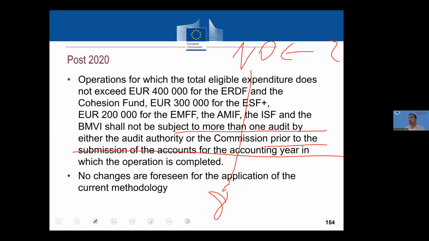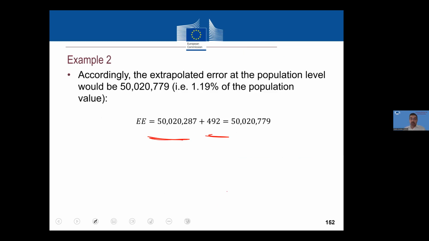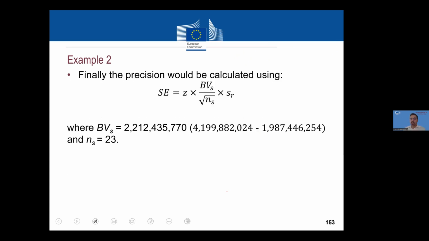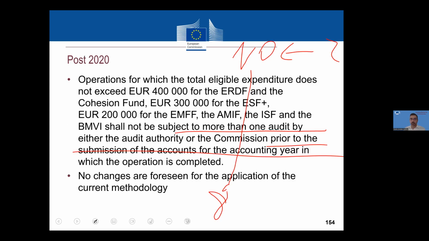you have to project this error from the 8 to the 10 by multiplying whatever error you have observed by this ratio that I showed you here, which is the ratio of the total book value of this exhaustive group before excluding the 2 operations and the book value of this exhaustive group after excluding these 2 operations. Okay, the idea is always the same.